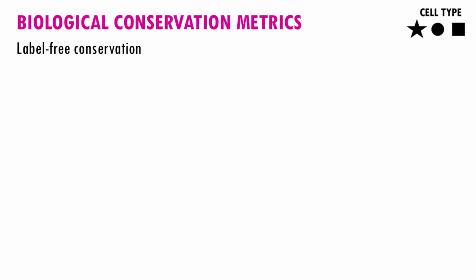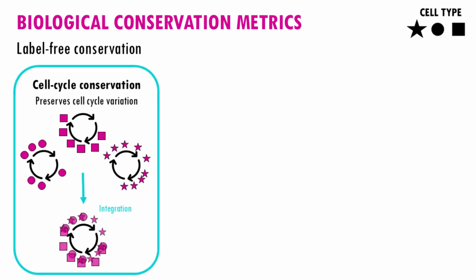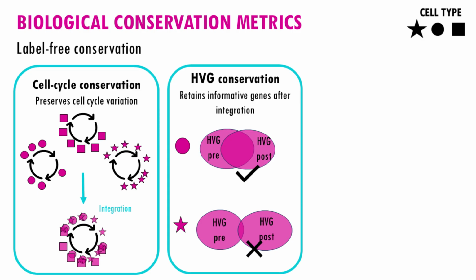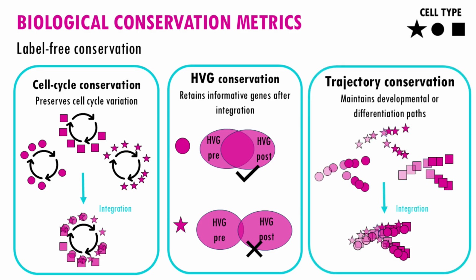On the other hand, we have label-free conservation metrics, which go beyond cell type labels. So you don't need to know your cell types to be able to compute these metrics. So we have cell cycle conservation, which basically assesses how the integration method preserves cell cycle variation. We have highly variable genes conservation, which basically checks if the integration method is retaining informative genes after integration. And trajectory conservation, to see if it's maintaining developmental or differentiation paths.